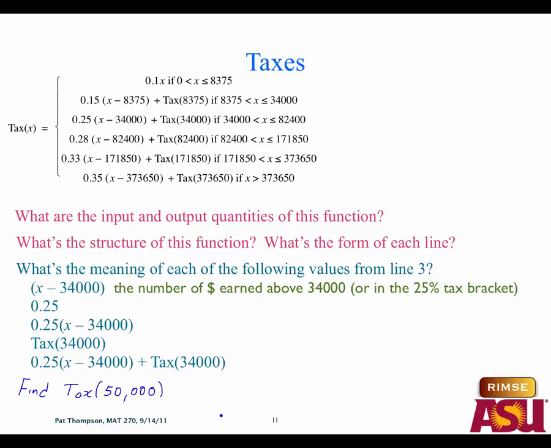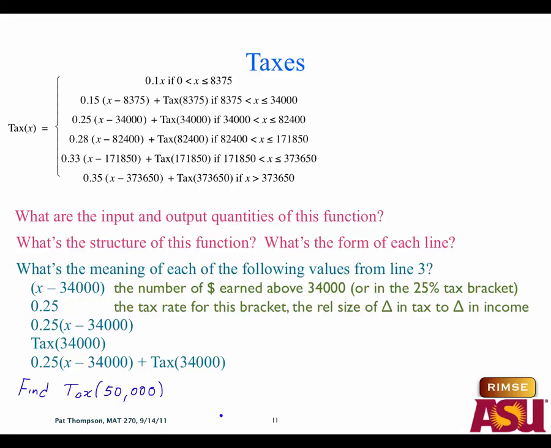Okay, so another way to say it: the number of dollars earned above 34,000, or what she said, the number of dollars in the 25% tax bracket. Okay, what is 0.25? Daniel? It's the tax rate for every dollar over 34,000. And that's the tax rate for this bracket, which as a rate of change is the relative size of your change in tax to your change in income. Okay?